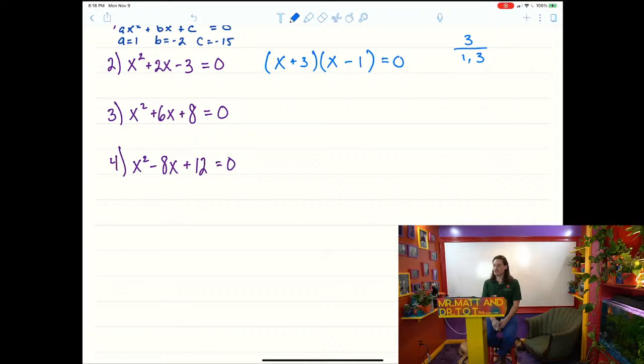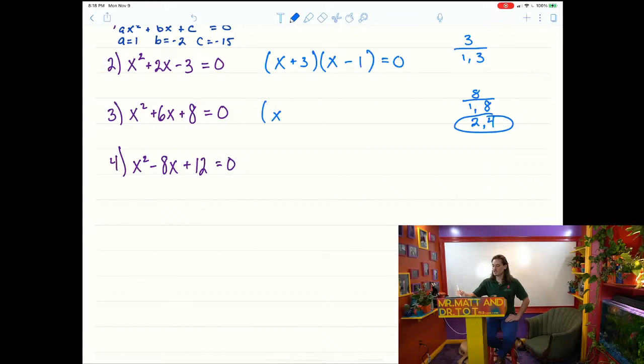Number 3, we have x squared plus 6x plus 8. So I'm looking for two factors of 8 that add together to get 6. I have 1 and 8, 2 and 4. The only number between 2 and 4 is 3, and 8 is not divisible by 3, so I have all the factors here. The c value is positive, so both of the factors are negative or both of the factors are positive. Notice that a positive 2 and a positive 4 would give me a positive 6.